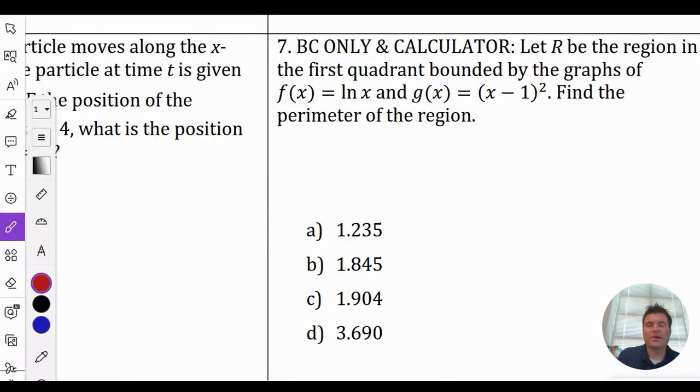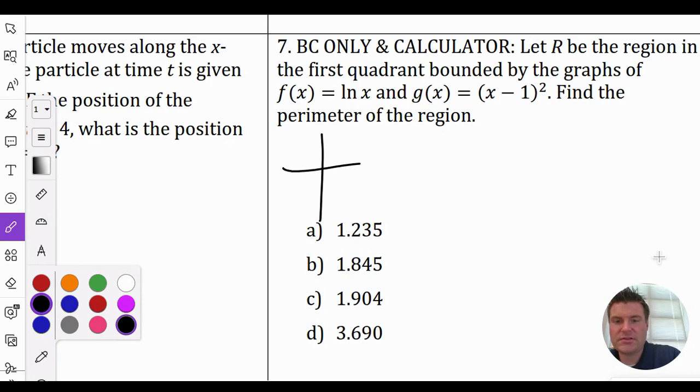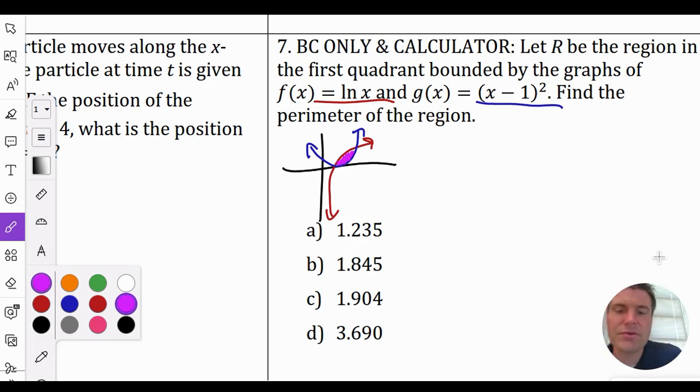Okay, and for our last part here, this is a BC only question, and we do have a calculator here. So if you're an AB student, you can kick on out of here. But for BC here, we're talking about the region R in the first quadrant bounded by the graphs of f and g. If I were to quickly sketch those, these are graphs that are super easy to sketch. ln of x looks like this. This parabola goes through 1, which is where ln goes. So really, I'm looking at this little purple region right here. I'm looking for the perimeter around that region, so I need to know the length of blue in that region and the length of red.